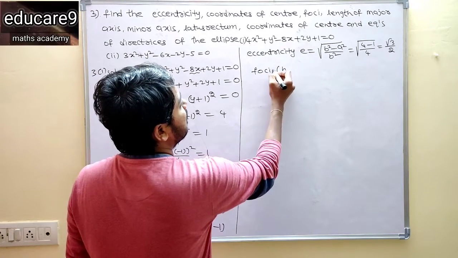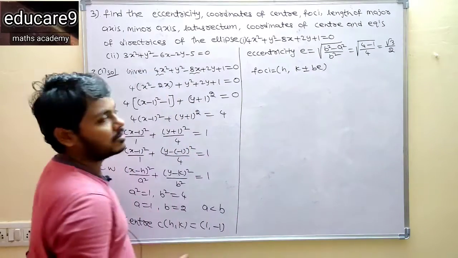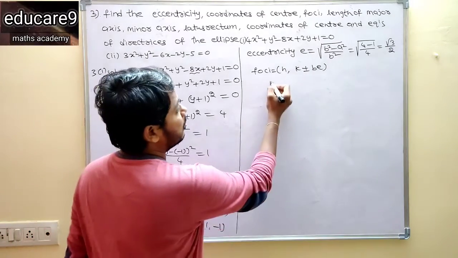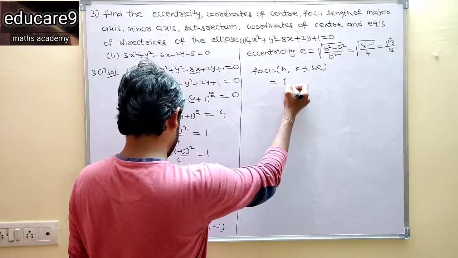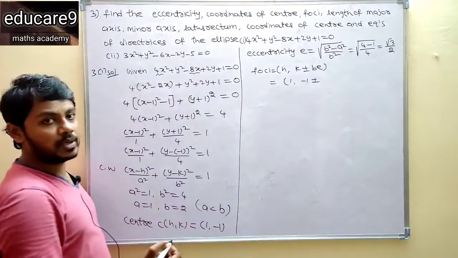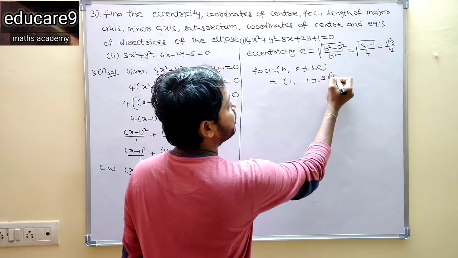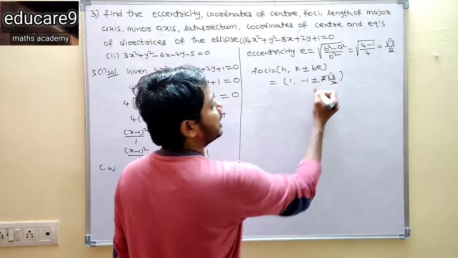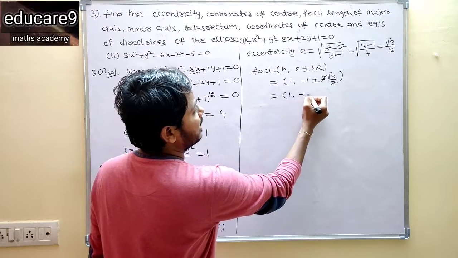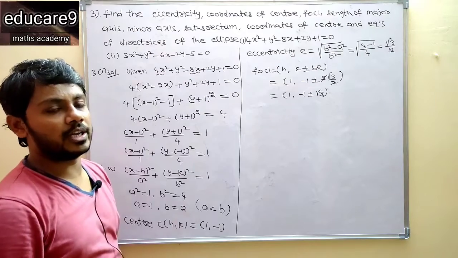Foci is h comma k plus or minus b e, because a is less than b here. Now h value is 1 and k value is minus 1 plus or minus b into e. So 2 into root 3 by 2. So 2 gets cancelled. So you will get foci are 1 comma minus 1 plus or minus root 3. These are the foci of the given ellipse.